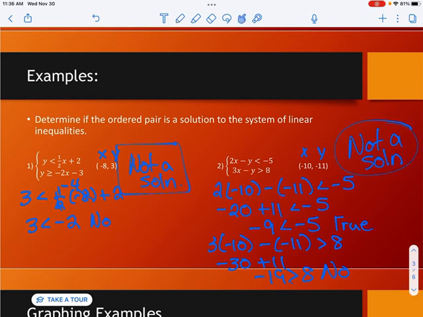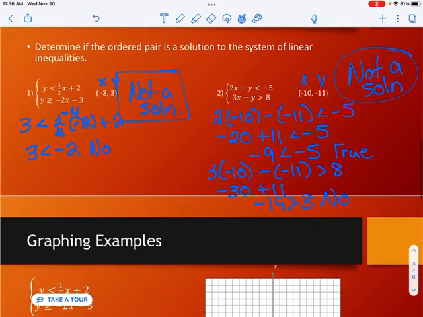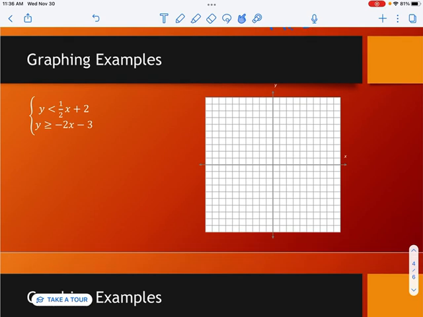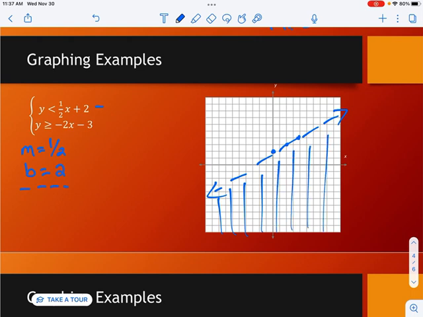Okay? So that's how we test them. We just plug them in for x and y and see if it works. Remember, it has to work in both inequalities to be a solution. All right, so now we're going to start into the graphing part. I'm going to start with the first equation. My slope is 1/2. My y-intercept is 2, and that one is going to be a dotted line. So I go to 2, then up 1, right 2, up 1, right 2. It's a dotted line, so I make my line dotted. And it says y is less than that, so that would shade below that line.